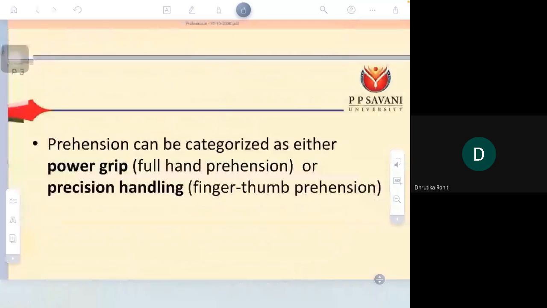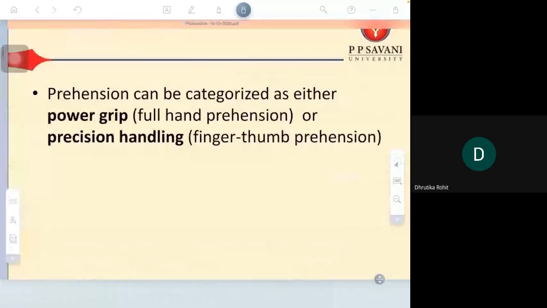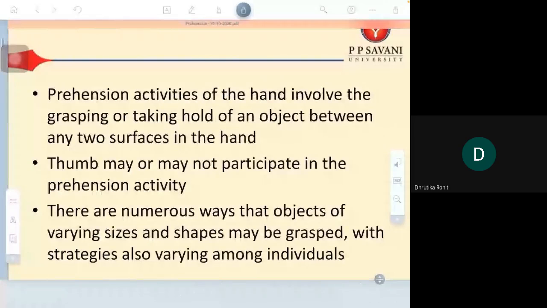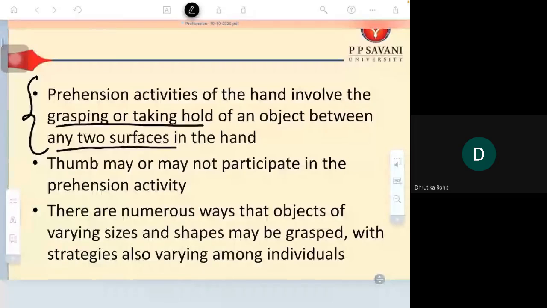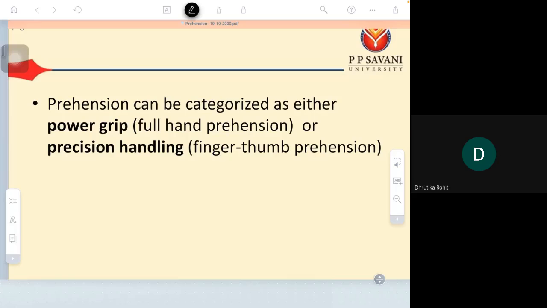So what is prehension? Prehension means holding an object or grasping an object between any two surfaces of the hand. During this activity, the thumb may participate or may not participate. So this is the definition for prehension. There are two types: power grip and precision handling. One is power grip and the second is precision handling.